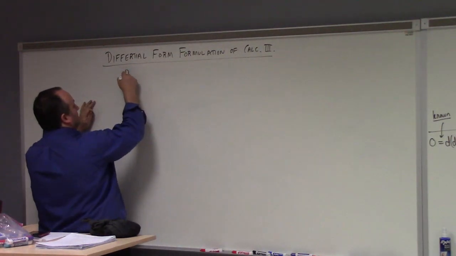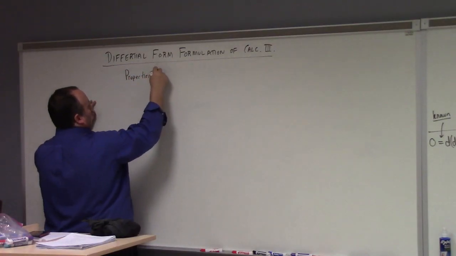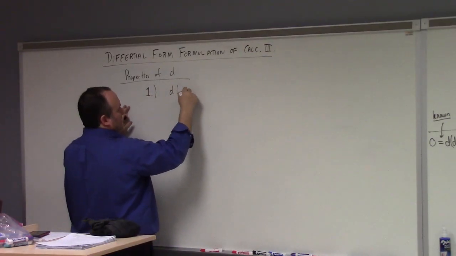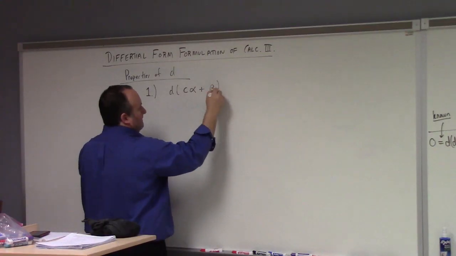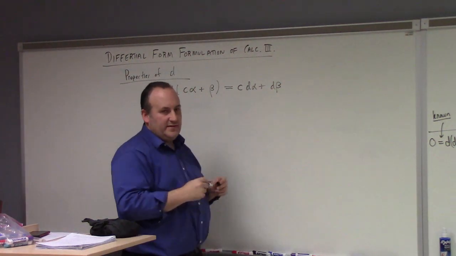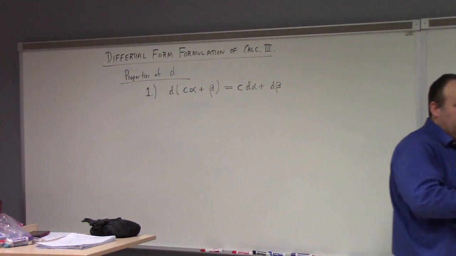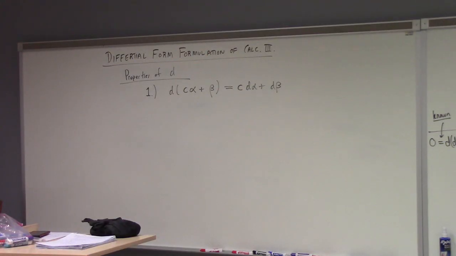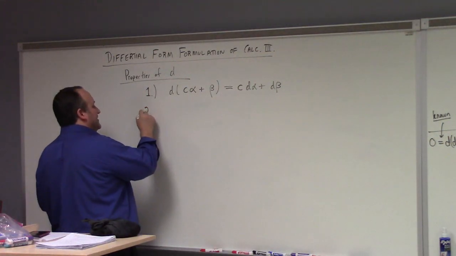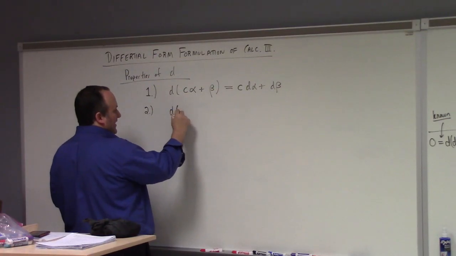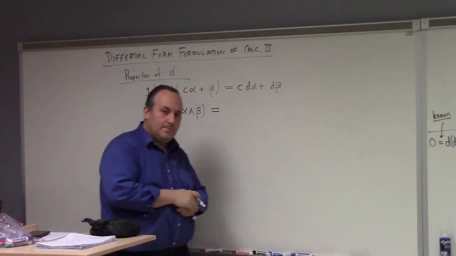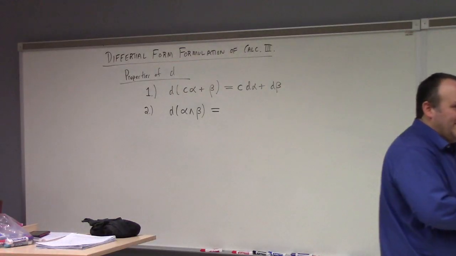So, properties of the exterior derivative. Here's one: the exterior derivative of a constant times a form plus another form. You can pull the constant out. So the exterior derivative is linear. That is true, and you can work that out. But here's the real interesting thing. The question you really want to ask is, what happens with a product? What's the exterior derivative of the wedge product of 2 forms? What do you guys think?